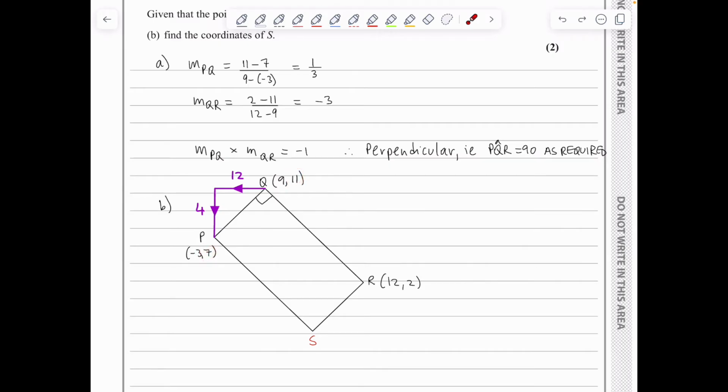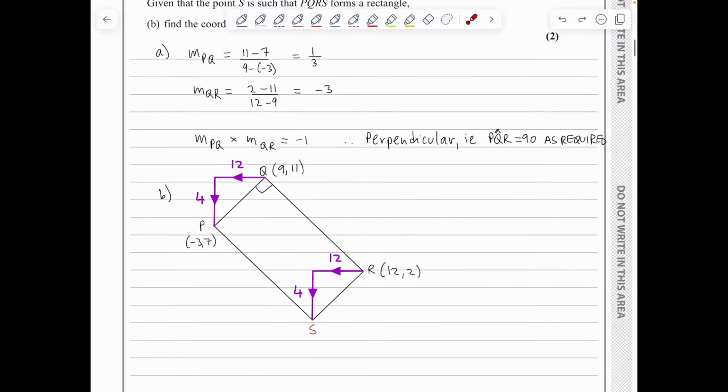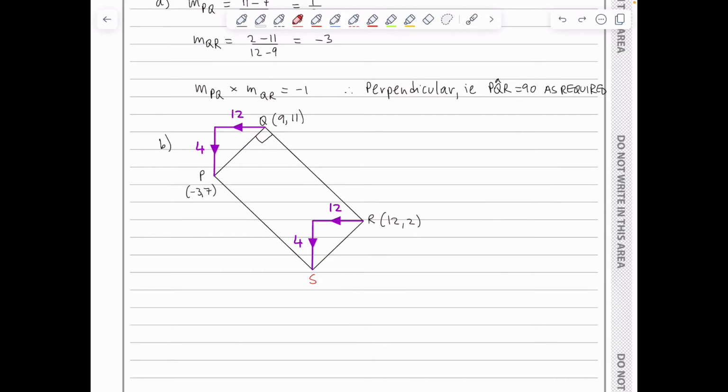So I'll do exactly the same from R to S. I'll go 12 to the left and then 4 down. So that means that if S has coordinates x, y, then x is simply 12 minus 12. So that means that x is equal to 0. And for y, I go from 2, 4 down, so I go to -2, and therefore y is -2. So we conclude that point S has coordinates 0, -2.